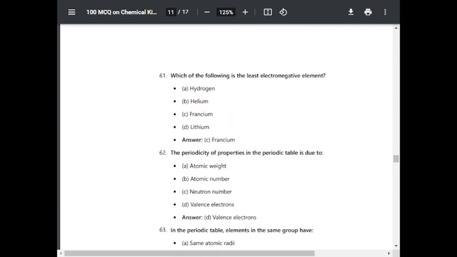Question number 61. Which of the following is the least electronegative element? Option A, hydrogen. Option B, helium. Option C, francium. Option D, lithium. The correct answer is C, francium. Francium is the least electronegative element.